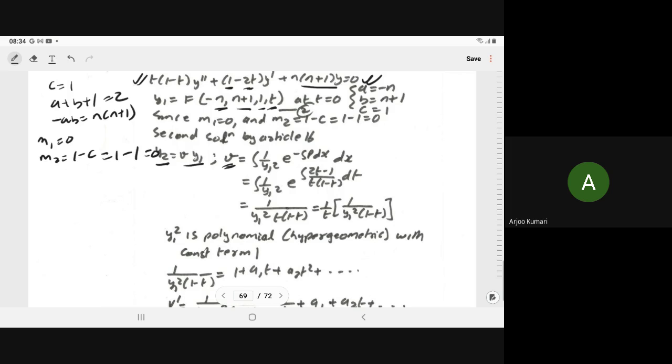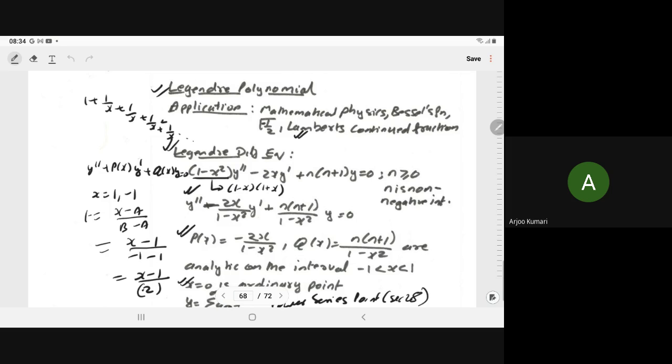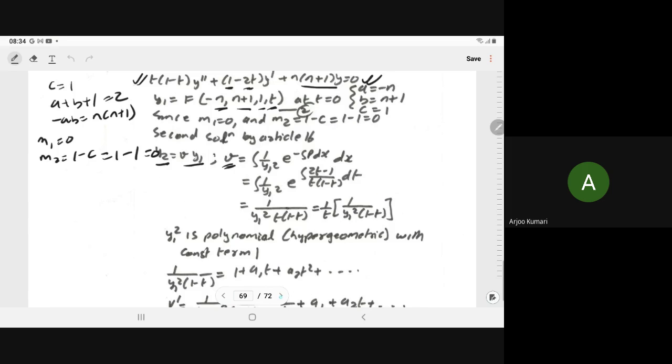What is p? p you have to write in the standard form. So capital P is equal to minus 2x upon 1 minus x square. But because we have converted into t, you have to take this t. So from here, y double dash, capital P is 1 minus 2t upon t into 1 minus t, and capital Q will become n into n plus 1 upon t into 1 minus t.